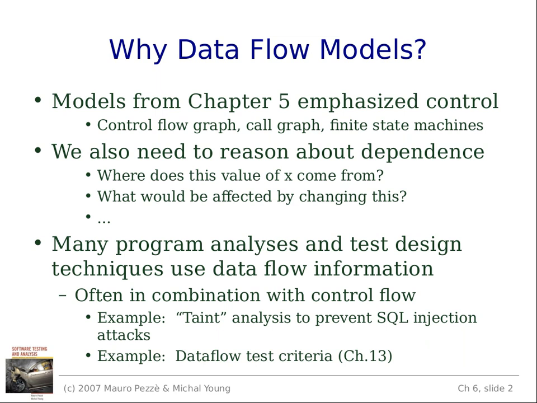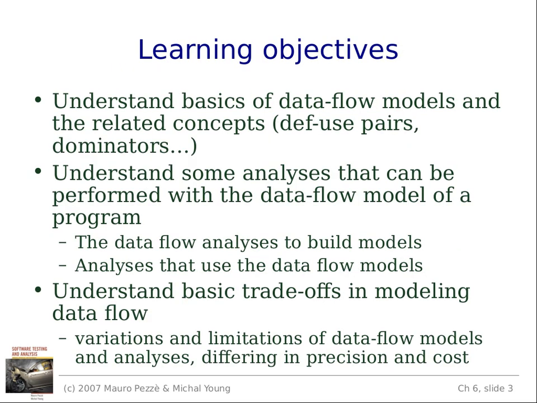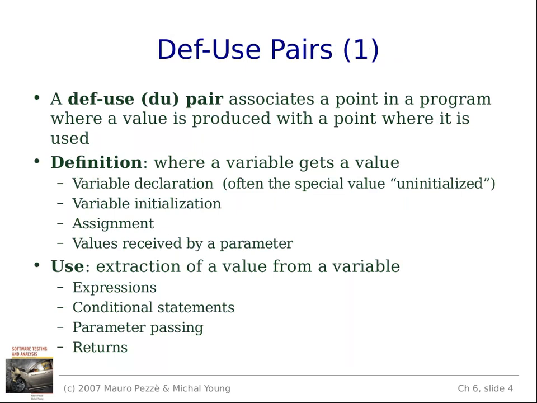So Chapter 5 talked about control flow, call graph, finite state machines. This time we're going to do data dependencies. So where did this value of x come from? What's actually affected by a change of its value if it does change? And this has a lot of practical applications. One example, like I said earlier, SQL injection. You want to make sure that your code is actually scrubbing SQL, so you need to find the flow of code to ensure that you are scrubbing at some point. All right. Learning objectives: we need data flow, doing analysis, and basic trade-offs is what we're going to be going over today.